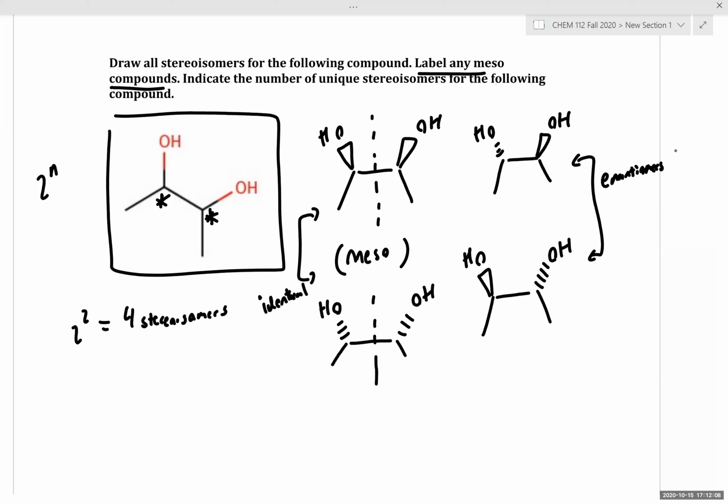Does that make sense to everyone? Does this problem make sense? So the key trick in this problem is making sure, one, you note your total number of possible stereoisomers, and then you make sure to exclude your meso compounds. Any other questions on this example?